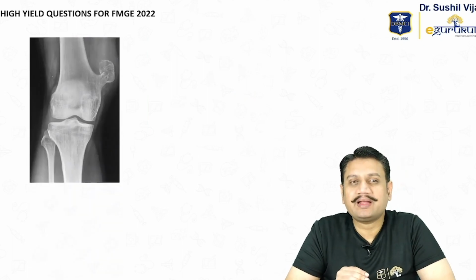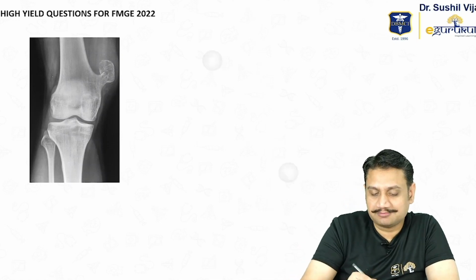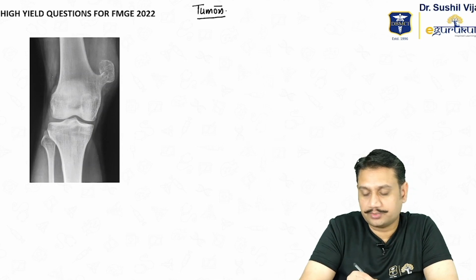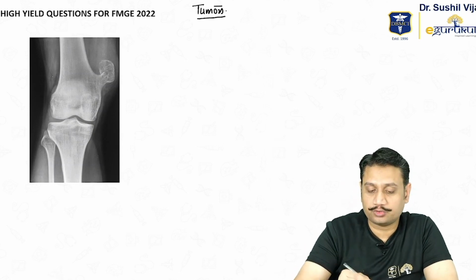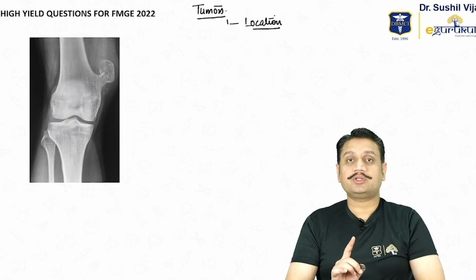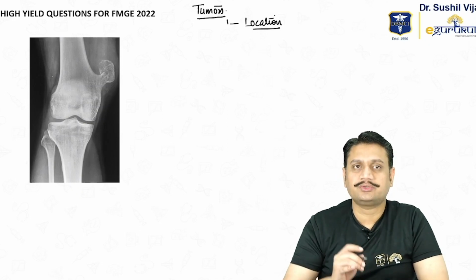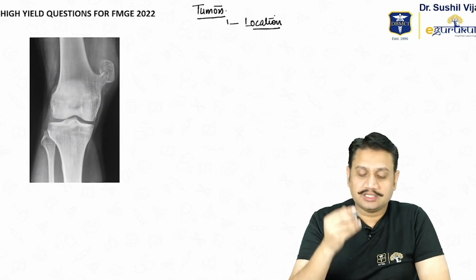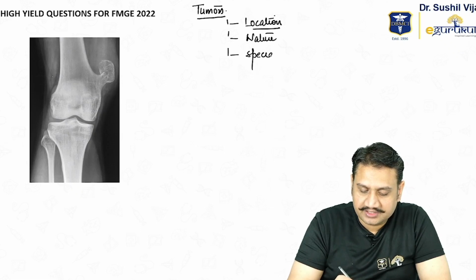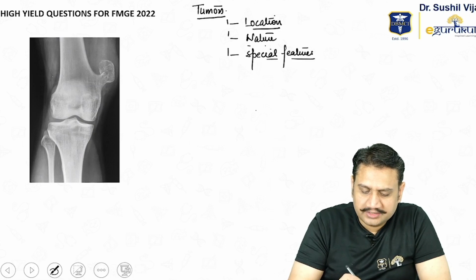Okay, so we have a polyp-like growth coming out from the bone. So guys, my suggestion to you for tumors is always follow the sequence. Now, what sequence is to be followed? Whenever you have a question about tumors, see first of all the location. For the bone tumors, I have already shared one image on my Telegram group, which you can go there and download. Then try to identify the nature of the tumor and see if you are able to see any special feature in these tumors.